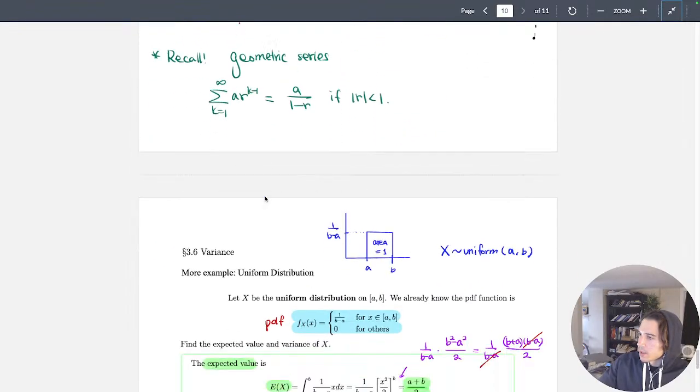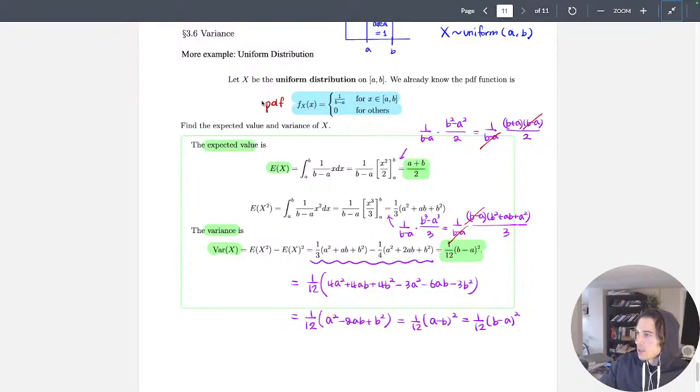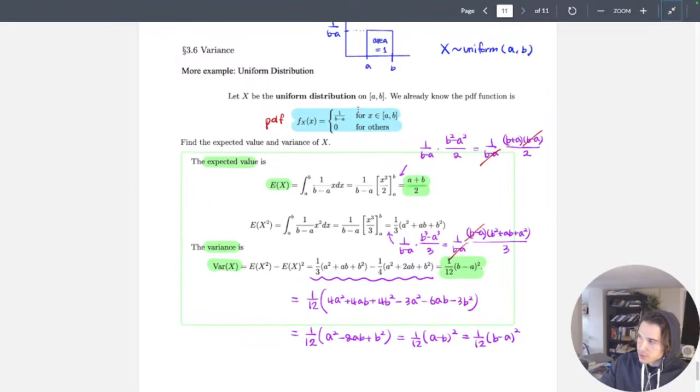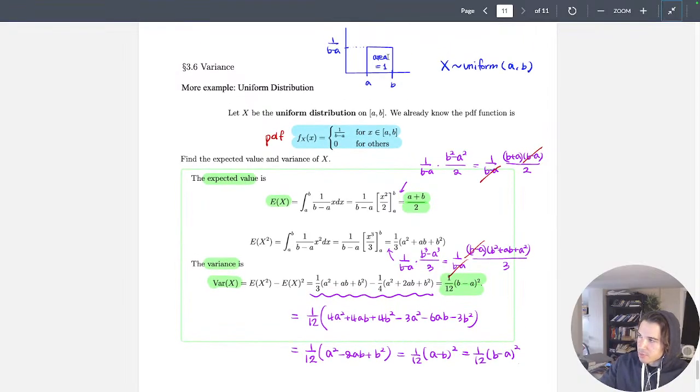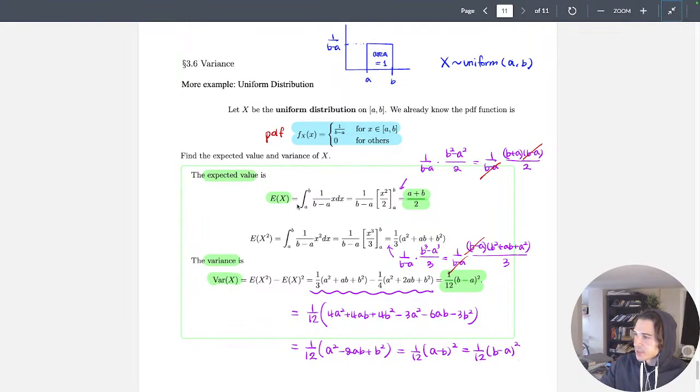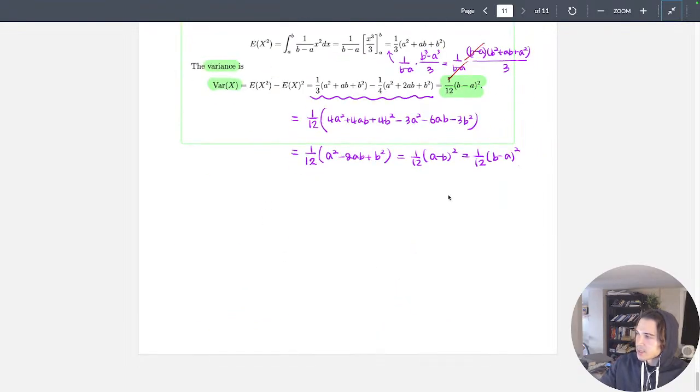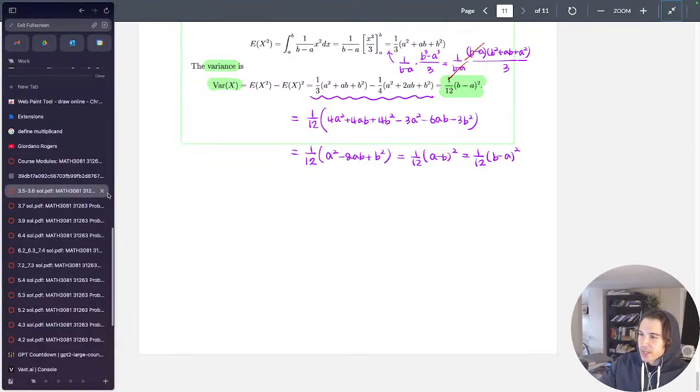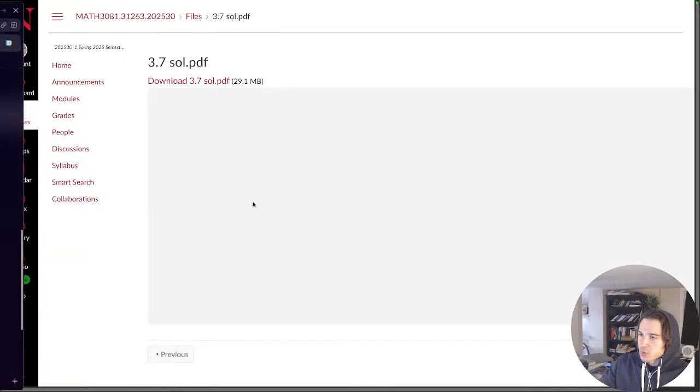Okay, recall geometric series. Uniform distribution, stepwise function, f_x(x) equals 1 over b minus a for x within the interval a to b, and 0 for others. It's uniform distribution, same probability anywhere in this interval, otherwise no probability. Find the expected value and variance of x. You do this. You do a lot of stuff here. Okay. Moving to 3.7.